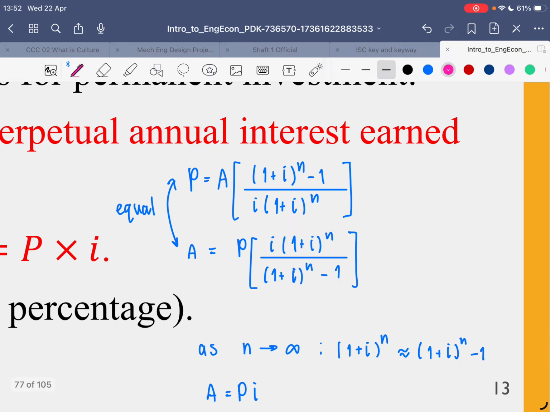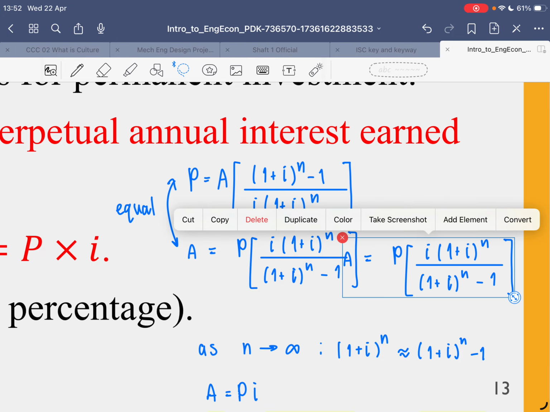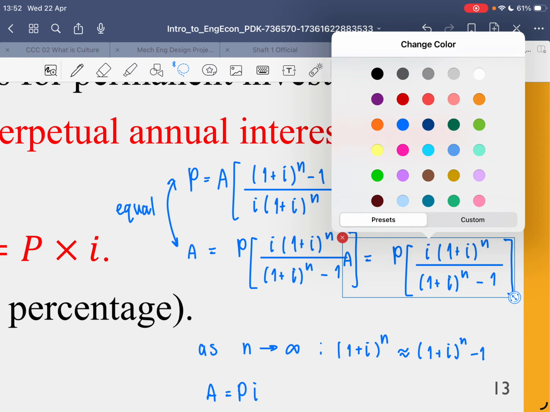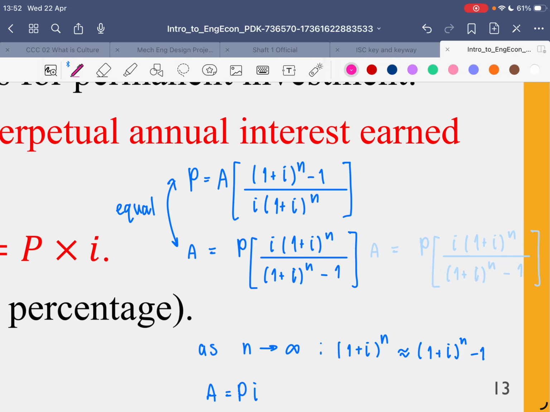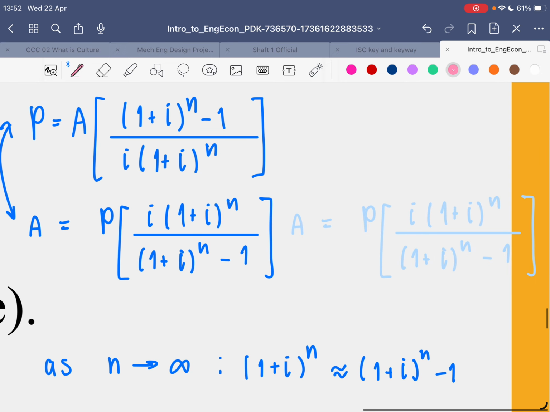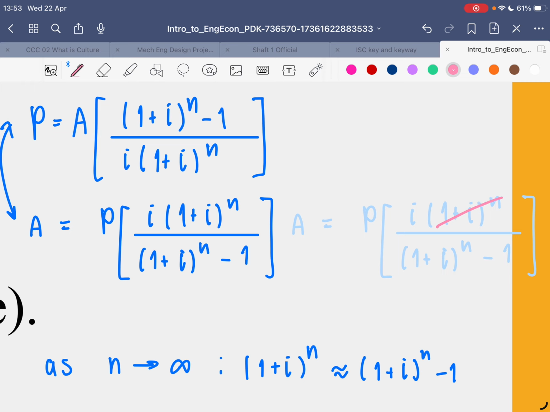So what I wrote here is, for application in the public infrastructure project whose life is assumed to be very long, we will perform annual worth analysis for the permanent investment. Annual worth of initial investment is equal to perpetual annual interest earned on the initial investment, where i is the decimal, not the percentage. So this is a very intuitive equation.